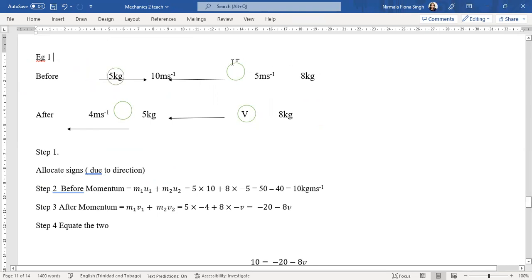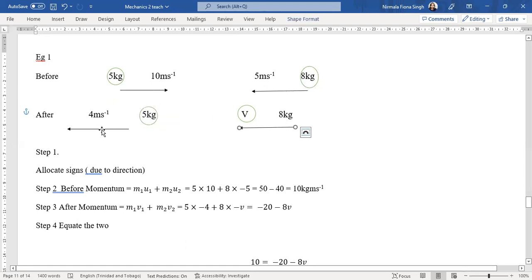Let's just adjust this. I don't know why my thing moved around. All right, okay, now I have my arrows correct. So let's write this down in terms of words. Let me just get this back. The entire thing shifted.